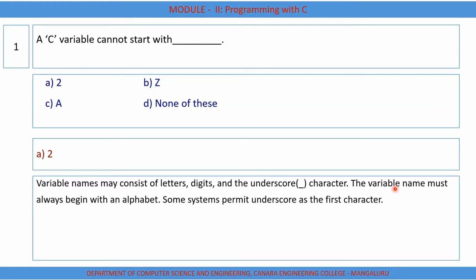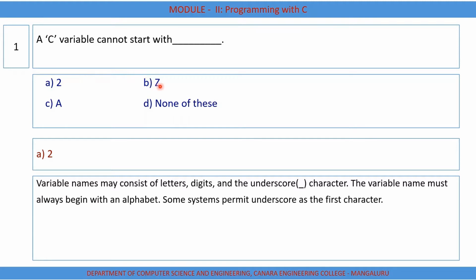The variable name can consist of alphanumeric characters, and one special character is allowed, that is underscore. And variable names must always begin with the alphabet. It cannot begin with a digit. So here the option A, that is 2, is a digit. So that is why a variable name cannot start with this.